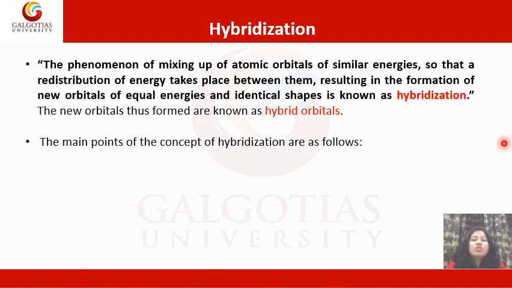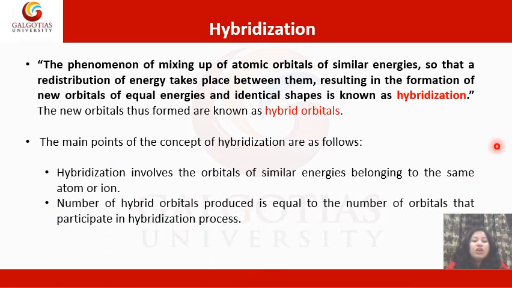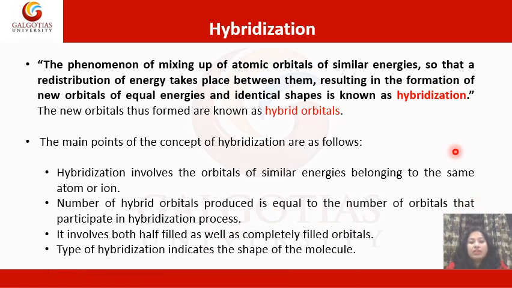The main points of the concept of hybridization are as follows. Number 1. Hybridization involves orbitals of similar energies belonging to the same atom or ion. Number 2. The number of hybrid orbitals produced is equal to the number of orbitals that participate in the hybridization process. Number 3. It involves both half-filled as well as completely filled orbitals. Number 4. The type of hybridization indicates the shape of the molecule.